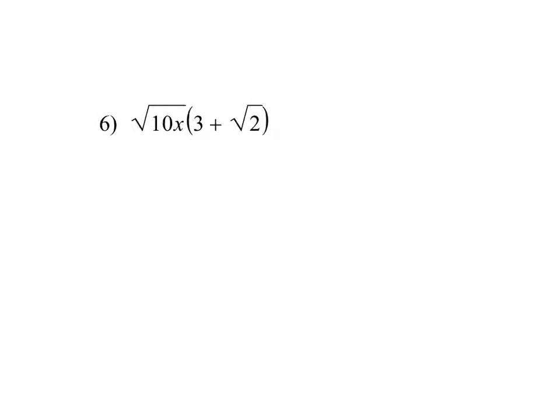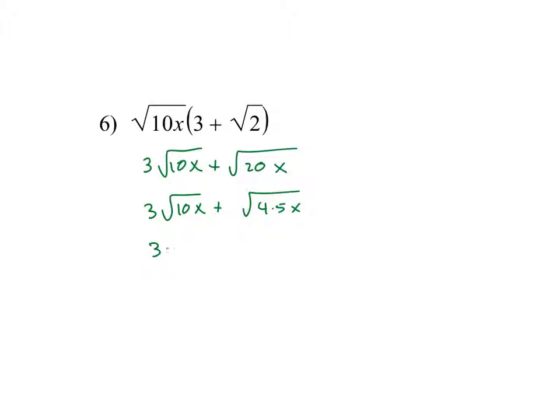The next one, again, I'm going to distribute. So this is 3 square root of 10x plus the square root of 20x. So it's 3 square root of 10x plus, this is 4 times 5x, so 2 square root of 5x.